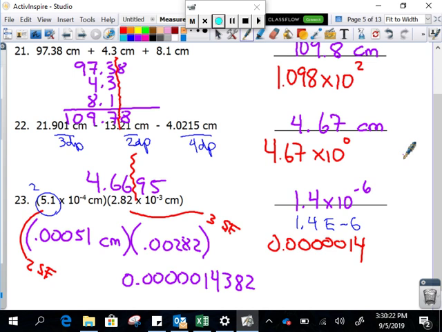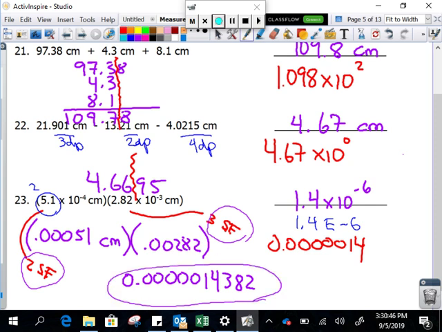The other number was 2.82 times 10 to the, again, 2.82 is how many sig figs? 3. So if you had to choose between 2 sig figs or 3 sig figs, you go with the lesser of the two. Anytime you're multiplying or dividing, you go with the smaller number of sig figs. And so I got this answer in the calculator. What are the first two sig figs in that answer?